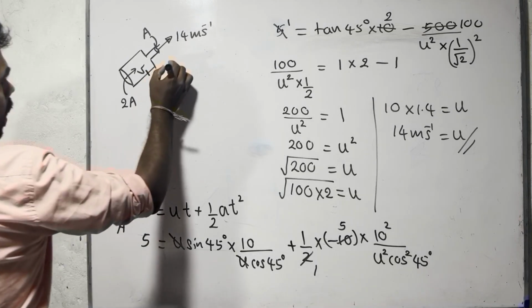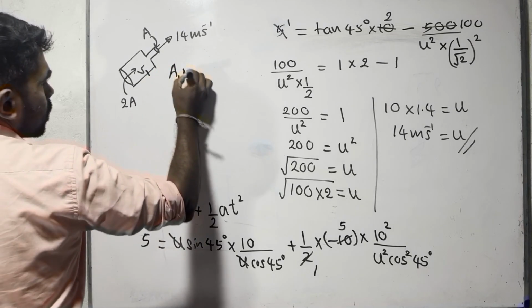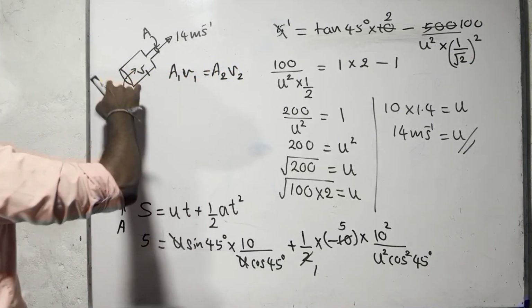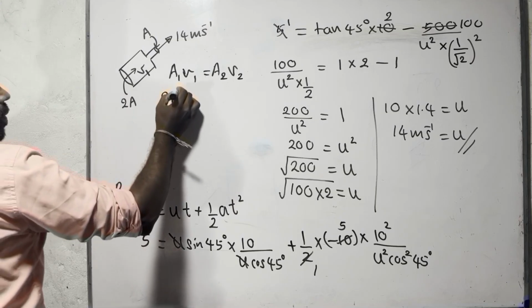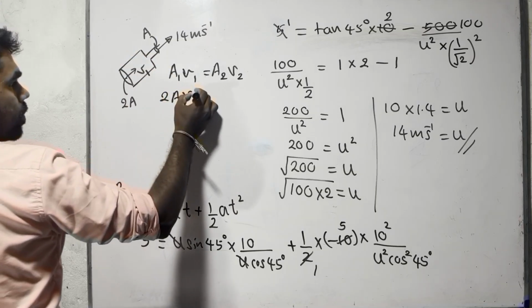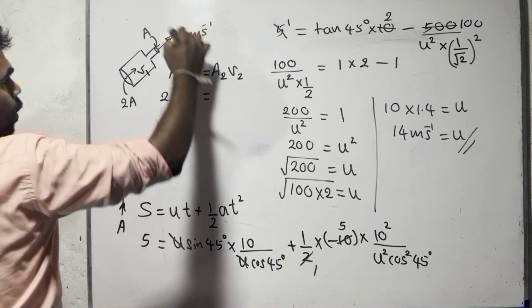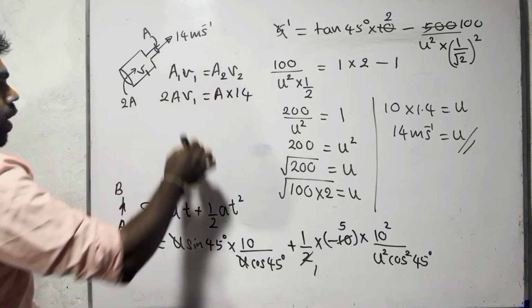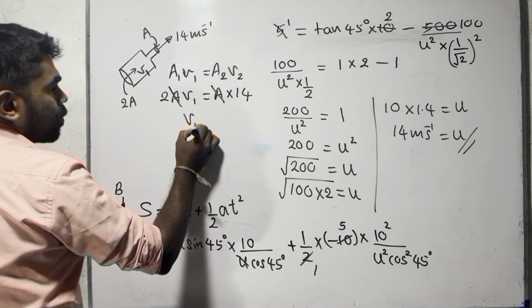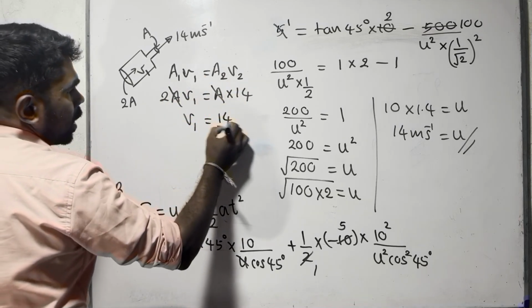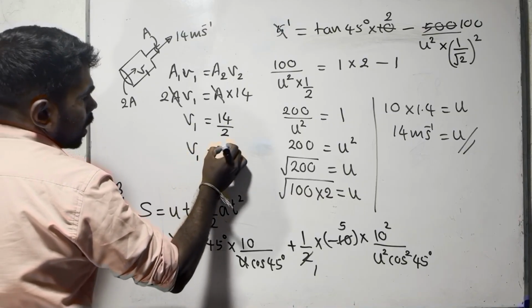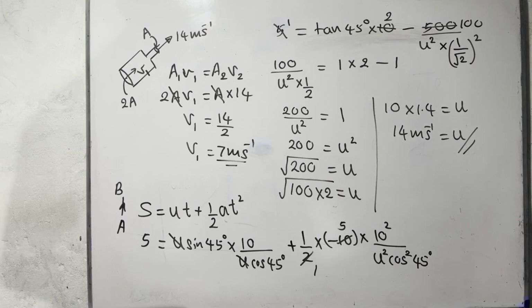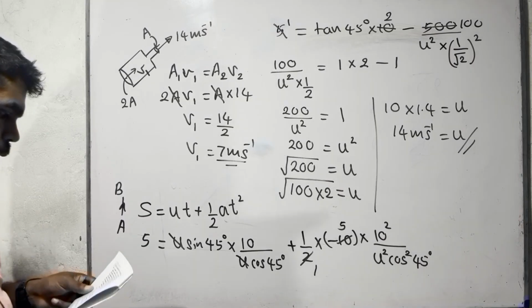Then we can use A1 V1 equals A2 V2. Cross-sectional area for this one is 2A, with V1. Cross-sectional area for this one is A, velocity is 14. Then we can cancel out A and A. We can find the V1 value: 14 divided by 2. It is 7 meters per second. Flow speed in the hose.